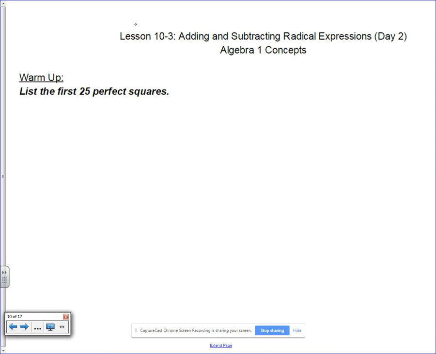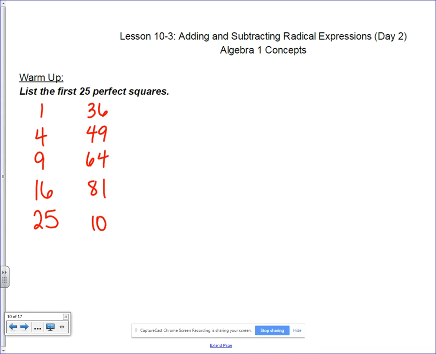Do you know your perfect squares without having them written for you? What's the first perfect square? And then? No. 4, 9, 36, 49, 64, 81, 121, 144.